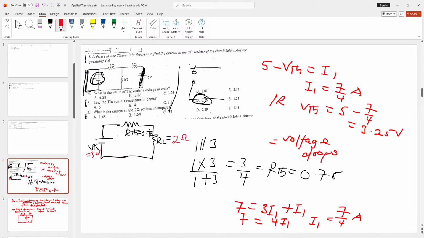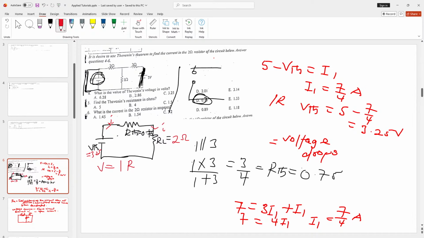Our VTH also is 3.25, right? Okay, so Ohm's law says that V is equal to IR. Now we want to find a current I that is passing through this 2 ohm resistor. When the current leaves here, it's going to pass through this one and then this one too, because they are connected in series. So it's the same current that is passing through it. So this same I is the same I that will pass through this 2 ohm resistor. That is the current we are trying to find, the current in the 2 ohm resistor.